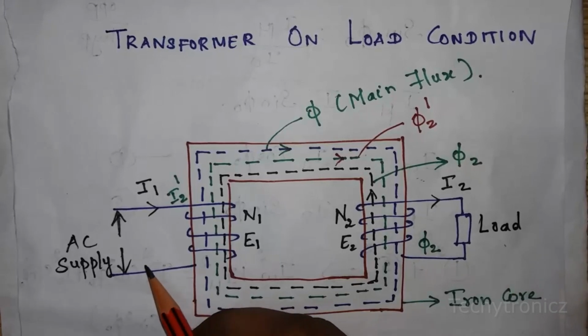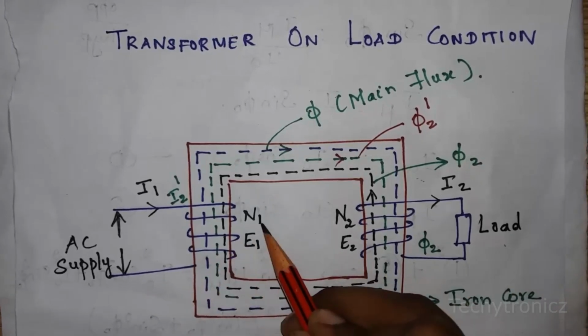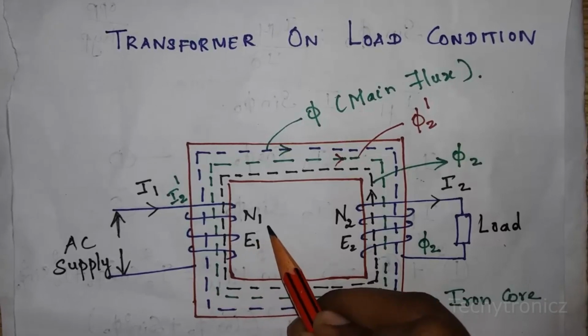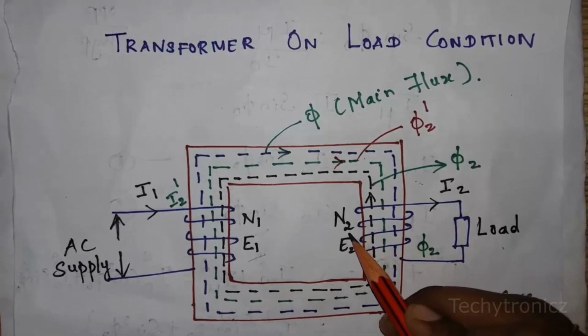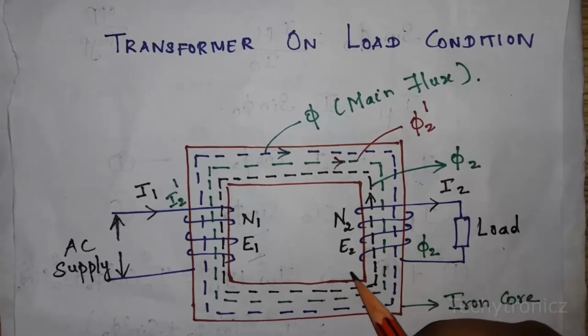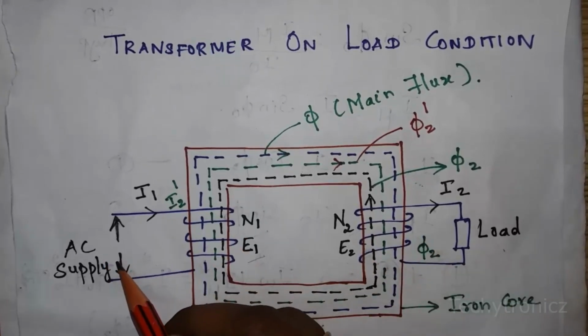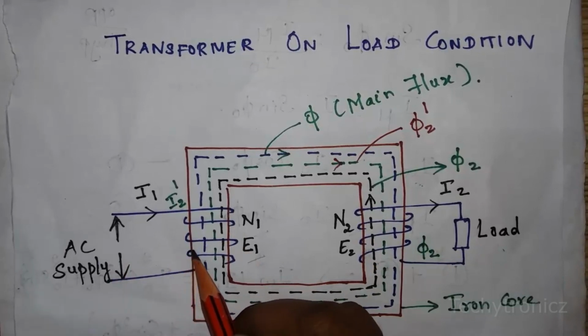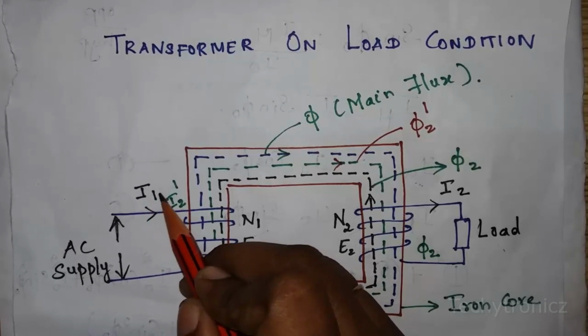The AC supply is given to the primary winding and the number of turns in the primary winding is N1. Induced EMF in the primary winding is E1. Number of turns in the secondary winding is N2. Induced EMF in the secondary winding is E2. When we give AC supply to the primary winding, the current flowing through the primary winding is I1.